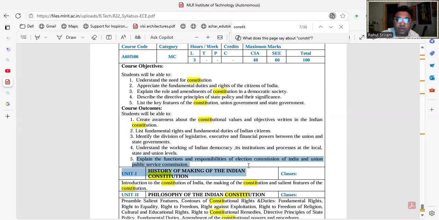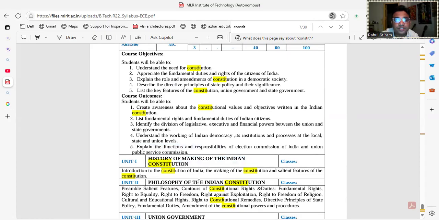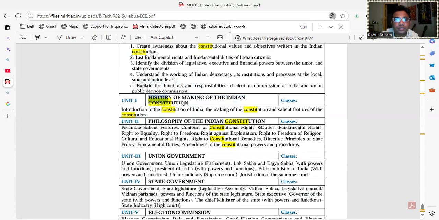Next, if you see the first unit: the history of the making of the Indian Constitution, and its features and introduction. Next, the philosophy of the Indian Constitution, the Preamble. Then rights and duties: fundamental rights, right to equality, right to freedom, right against exploitation, right to freedom of religion, cultural and educational rights, right to constitutional remedies. And directive principles of state policy, fundamental duties, amendment of constitutional powers and procedures.